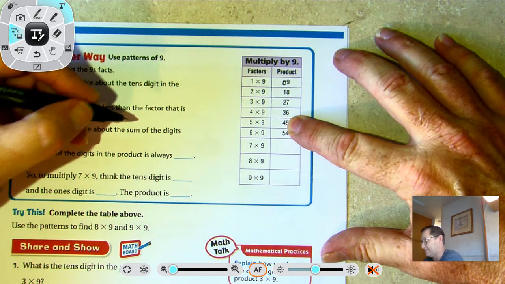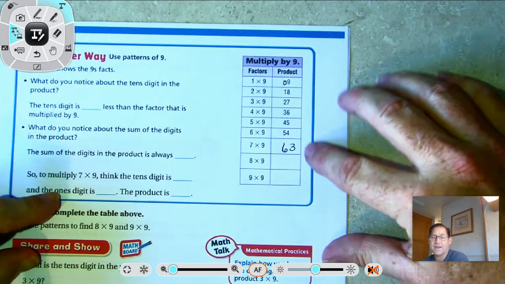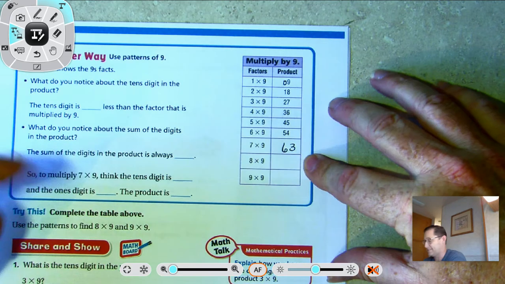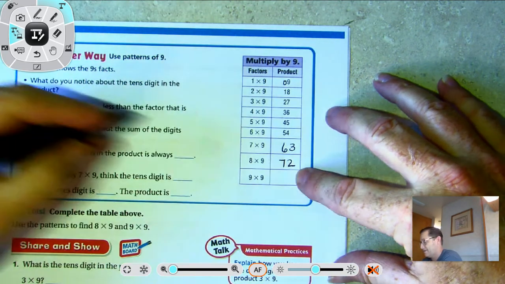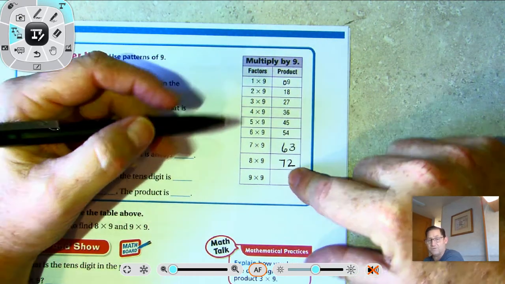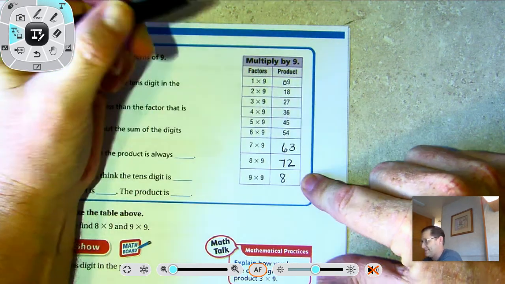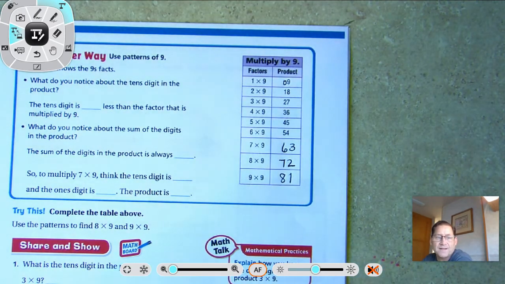We just figured out 7 times 9 was 63. If we add 9 more to 63, we'd be at 72. And then let's follow this pattern. 1, 2, 3, 4, 5, 6, 7. So the next one has to be an 8. And 9 times 9 is 81. So what do we notice about the tens digit in the product? The tens digit is blank less than the factor that is multiplied by 9.